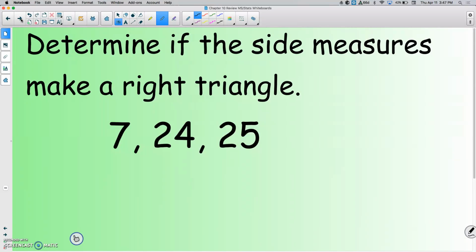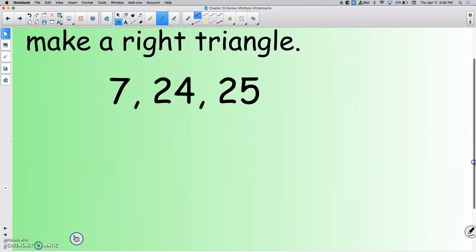So the first problem says determine if the side measures make a right triangle. And the sides given are 7, 24, and 25. To solve this problem, you should use the Pythagorean theorem. If the three side lengths make a right triangle, they have to be true when substituted in for A, B, and C in the Pythagorean theorem.